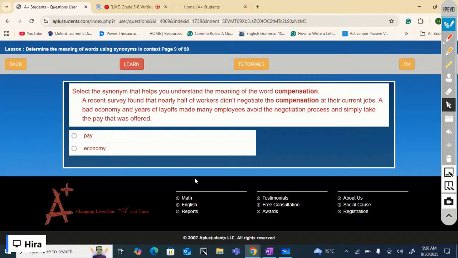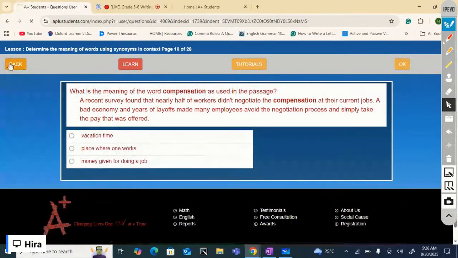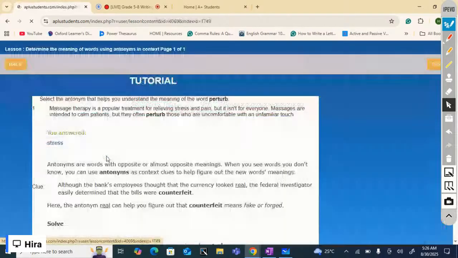Pay. Excellent. It is pay. Compensation and its synonym is pay, which lets you understand the meaning of the word. Okay, let's move to the second lesson. In the second lesson, we will determine the meaning of words using antonyms in context, not synonyms, but antonyms.